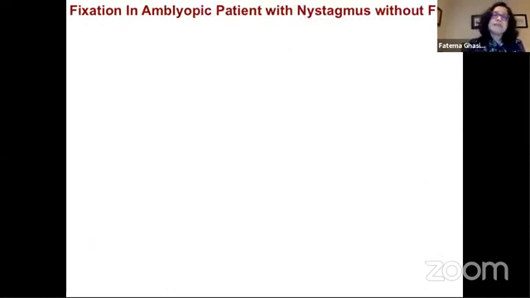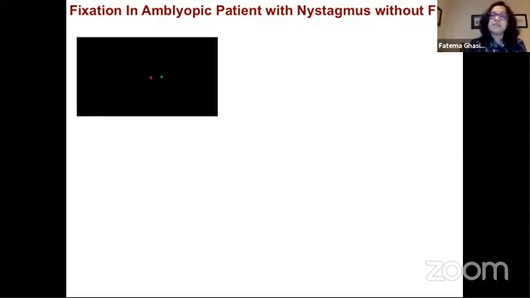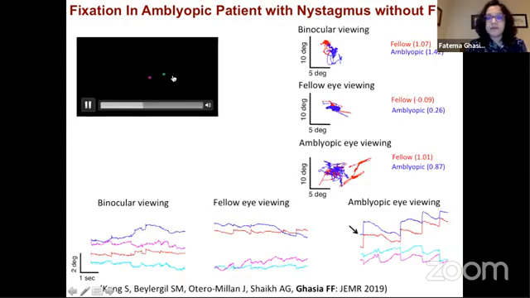Now, we found that there are patients with amblyopia who have nystagmus, but they don't fit the criteria of FMN. And these patients are different than those from congenital motor nystagmus, because they do not have the increasing velocity waveform that you see with congenital motor nystagmus. So here's an example of one such patient who had nystagmus, but did not meet the criteria of FMN. And this is what the eye movement traces show.